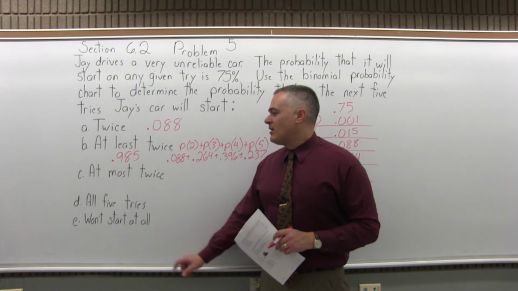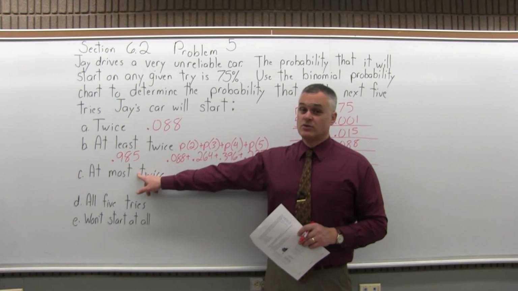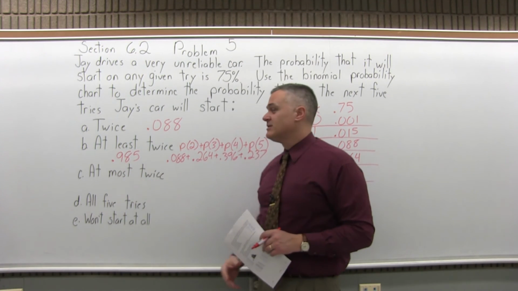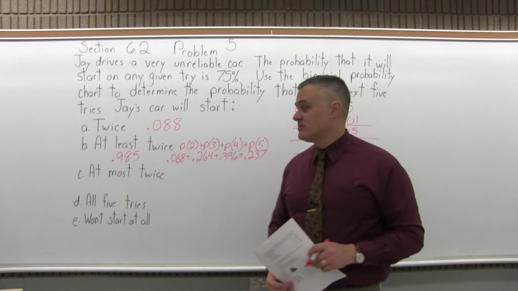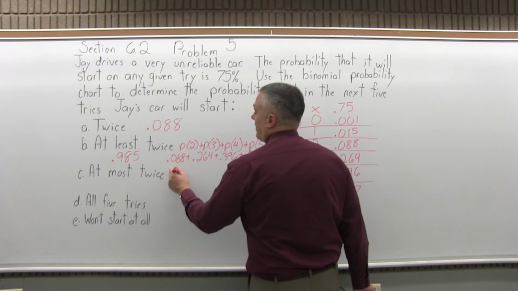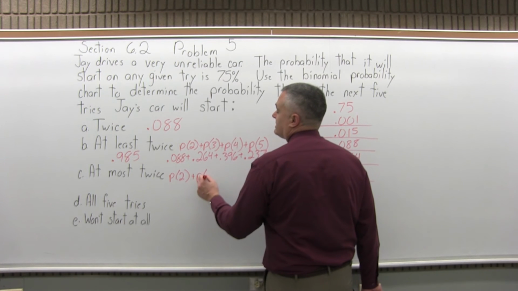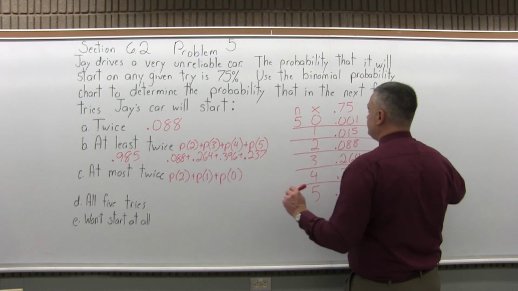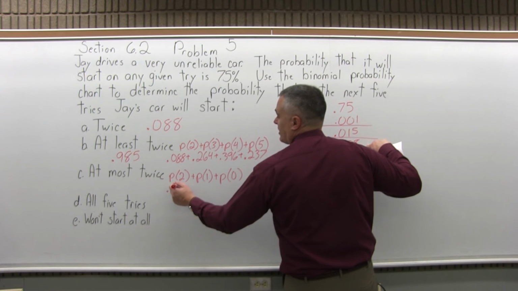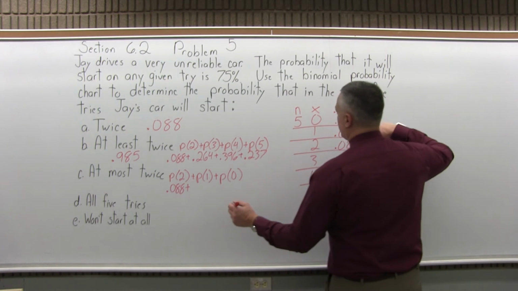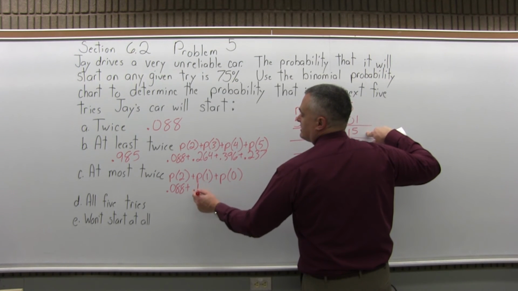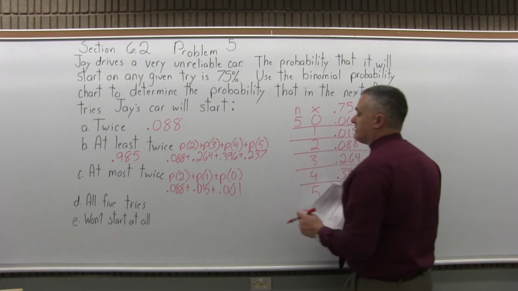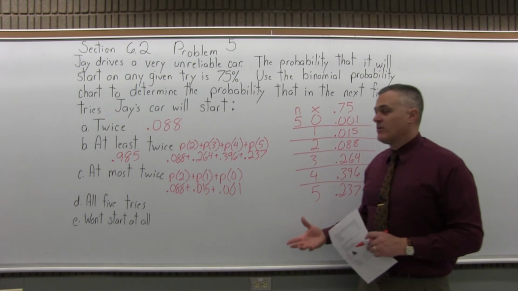But anyway, what's the probability that it will start at most twice? So again, sounds similar. Substituting least and most changes the process a little bit. At most twice means twice is the most. So we're going to look for the probability of 2 starts plus the probability of 1 start, and don't forget, plus the probability of 0 starts. So for 2, it's 0.088, plus the probability for 1 is 0.015, and the probability for 0 is 0.001. Again, just pulling it from the chart where we can look it up.